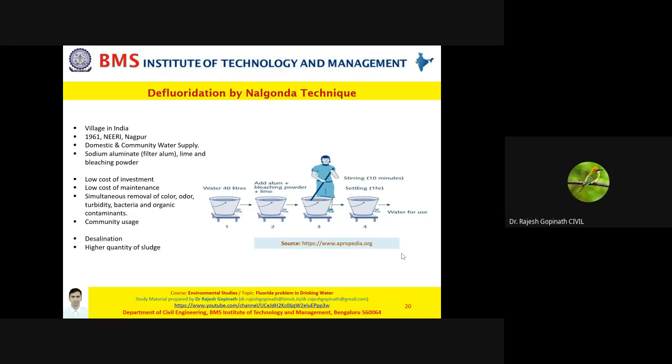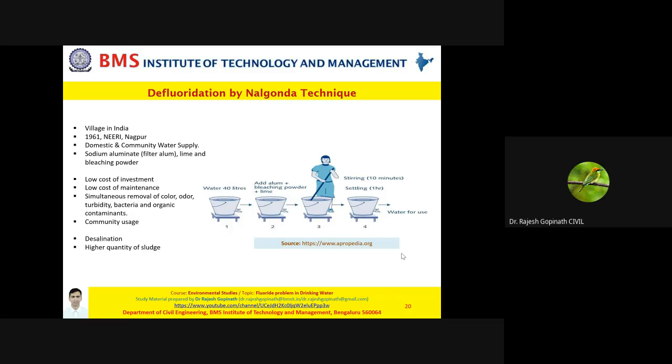Friends, Nalgonda is a place in India. This technique was developed by NEERI, the National Environmental Engineering Research Institute, which is located in Nagpur. The Nalgonda technique is a very famous technique and always refers to fluoride removal. Basically, it involves the systematic addition of sodium aluminate, that is filter alum, then bleaching powder, and then lime.